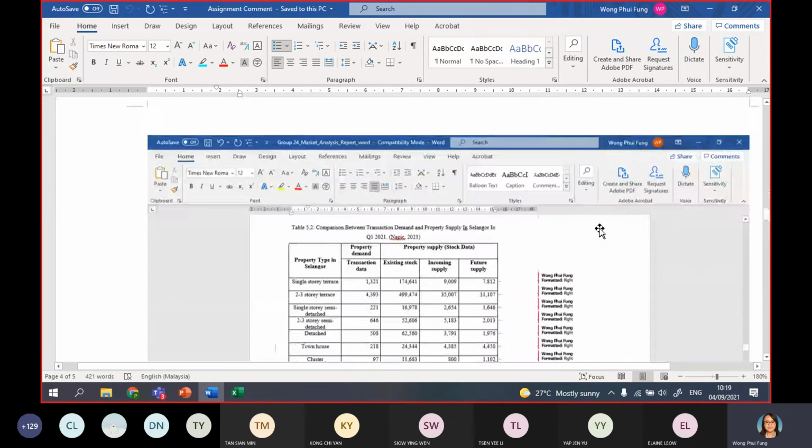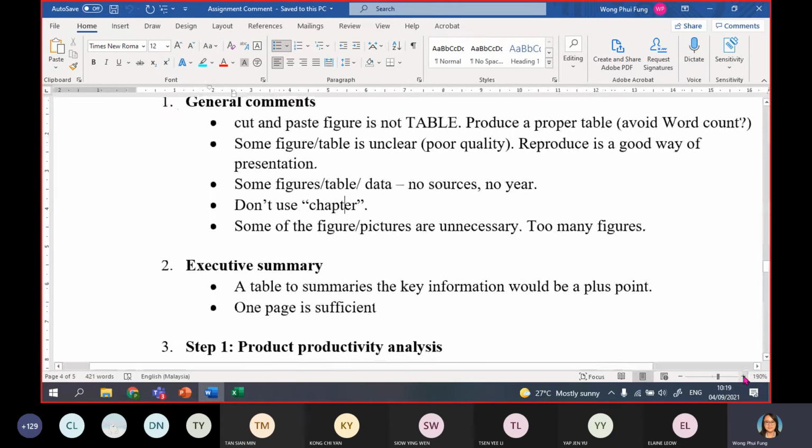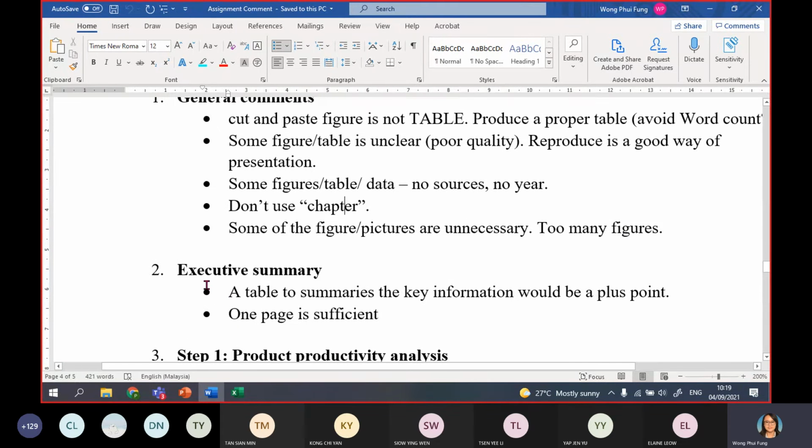Okay, now I will go through step by step. Executive summary, basically all of you should be no problem, but I would suggest that some of you still didn't have a table, although I mentioned at the beginning that a table to summarize the key information would be a plus point. So that one for you to take note. Later on in your integrated project, please do not repeat the mistake. A table to summarize the key information will be a good point.